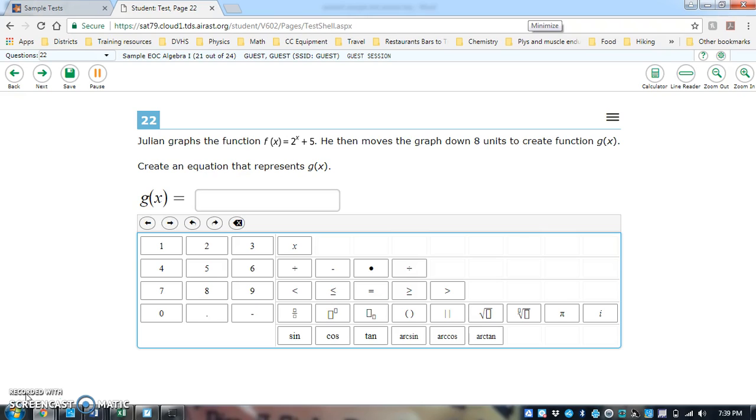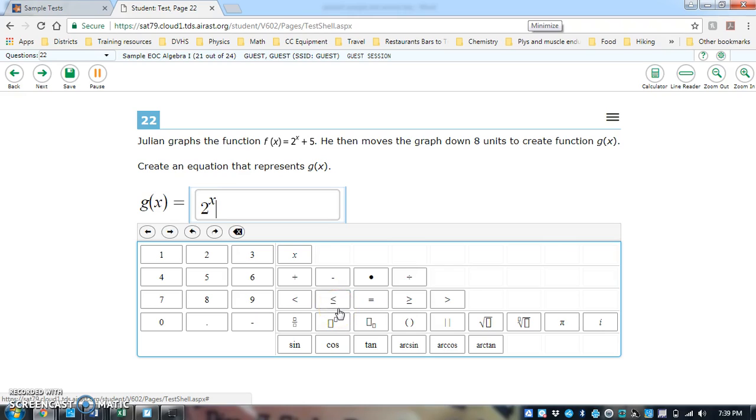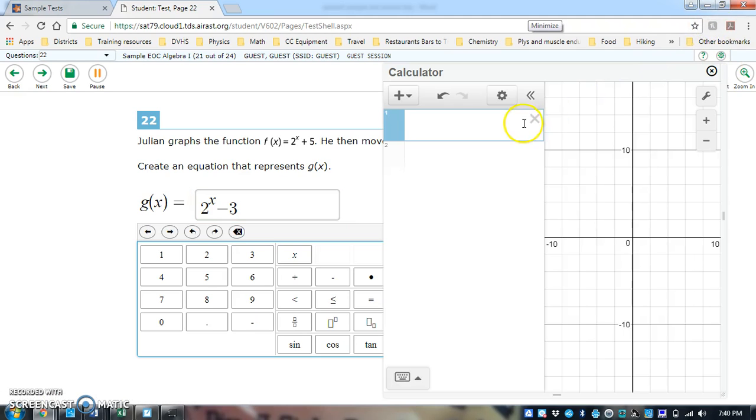That is going to be what's added to our function after we've done our exponent, and outside the exponent, so that's plus 5. If we move it down 8, we're going to subtract 8 from 5, and we're going to get negative 3. So our function should be 2 to the power of x minus 3. Now we can verify this answer by putting this in our calculator and looking at the graphs, which I'm going to do right now.